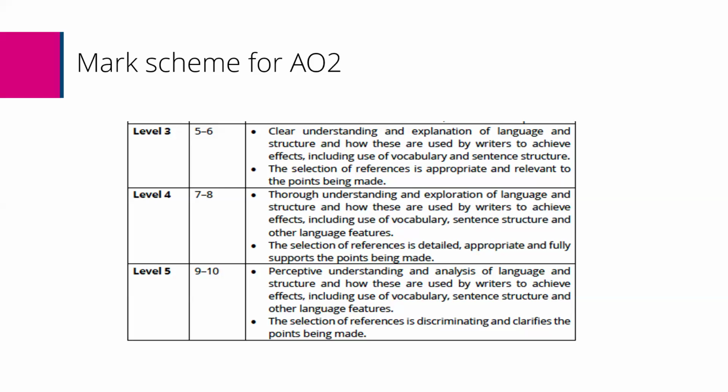And then the second bullet point on the mark scheme is to do with how the references are used. They're appropriate and relevant in level 3. They're detailed and appropriate, and they fully support the points in level 4. And they're discriminating and they clarify the points in level 5. So I can't say to you, if they make 2 points, that they'll get it, or if they make 3 points, they'll get it, because it's a levels-based mark scheme. It depends whether they're showing clear understanding and explanation, thorough understanding, or perceptive understanding.